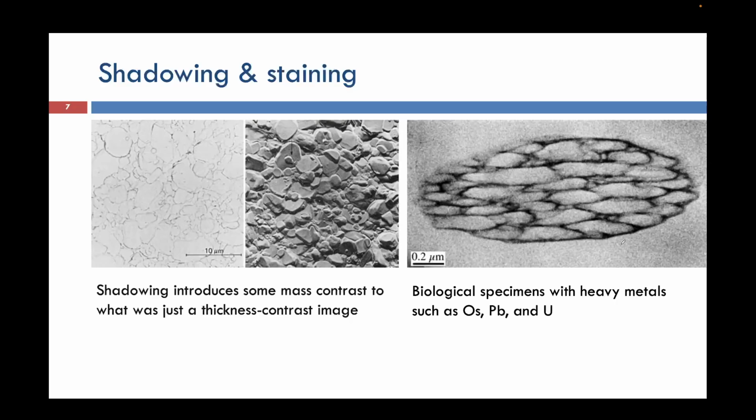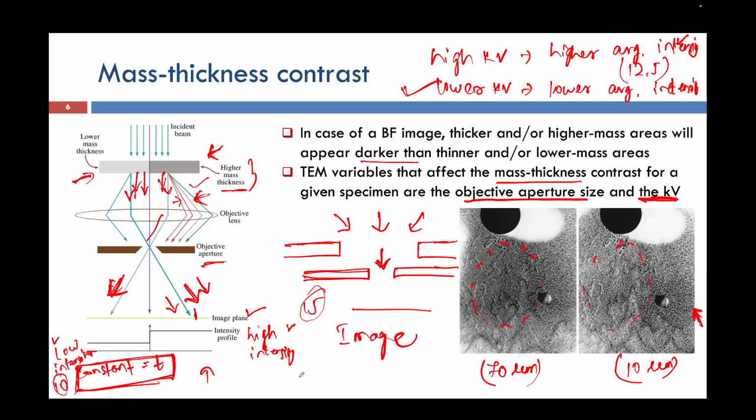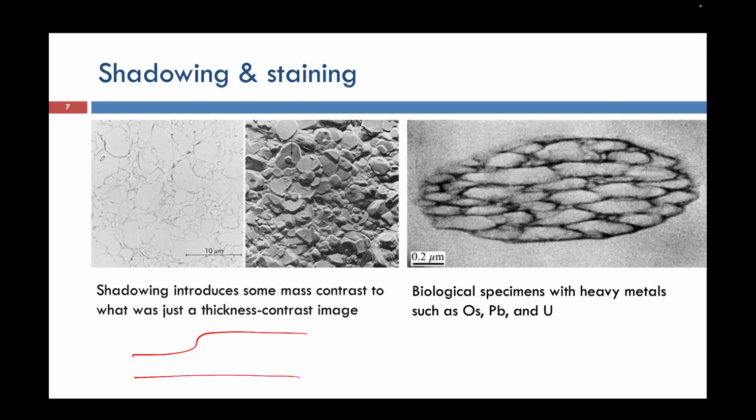Let's say, due to the thickness variation, our sample is made up of one type of material. So we do not have, like in the previous case where we saw higher mass thickness and lower mass thickness, any higher or lower mass thickness in our sample currently. Let's say the mass thickness is the same because our material is the same. So in that case, most of the time we will get only thickness contrast.